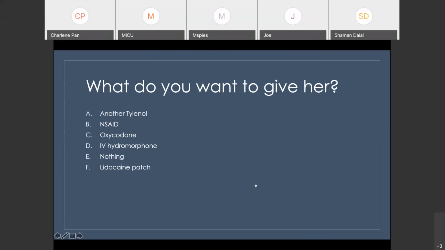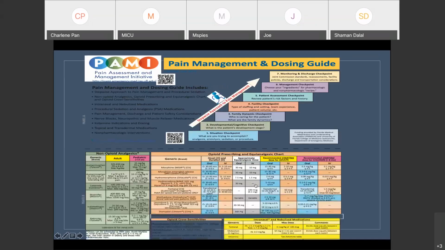So I did include this slide. There are a lot of different resources that you can use. One of these you can find in PMNI. It has different dosages and different strengths. It's quite helpful, just in case sometimes you're wondering what kind of pain medicine you can give to the patient. So that is a good reference that you guys can use.